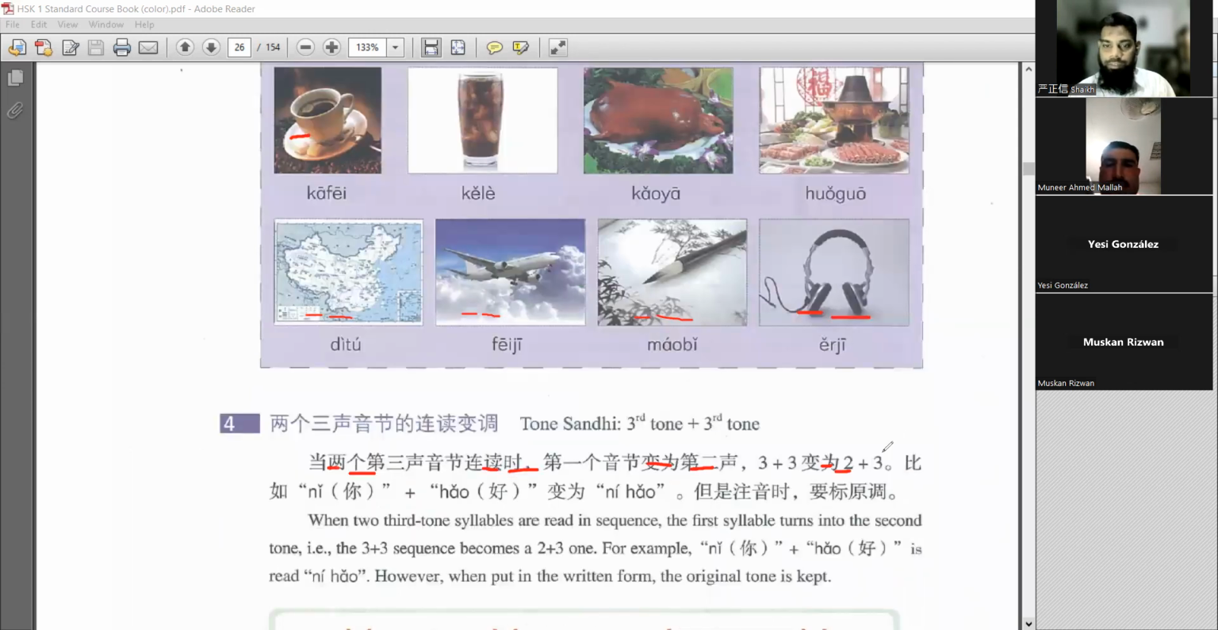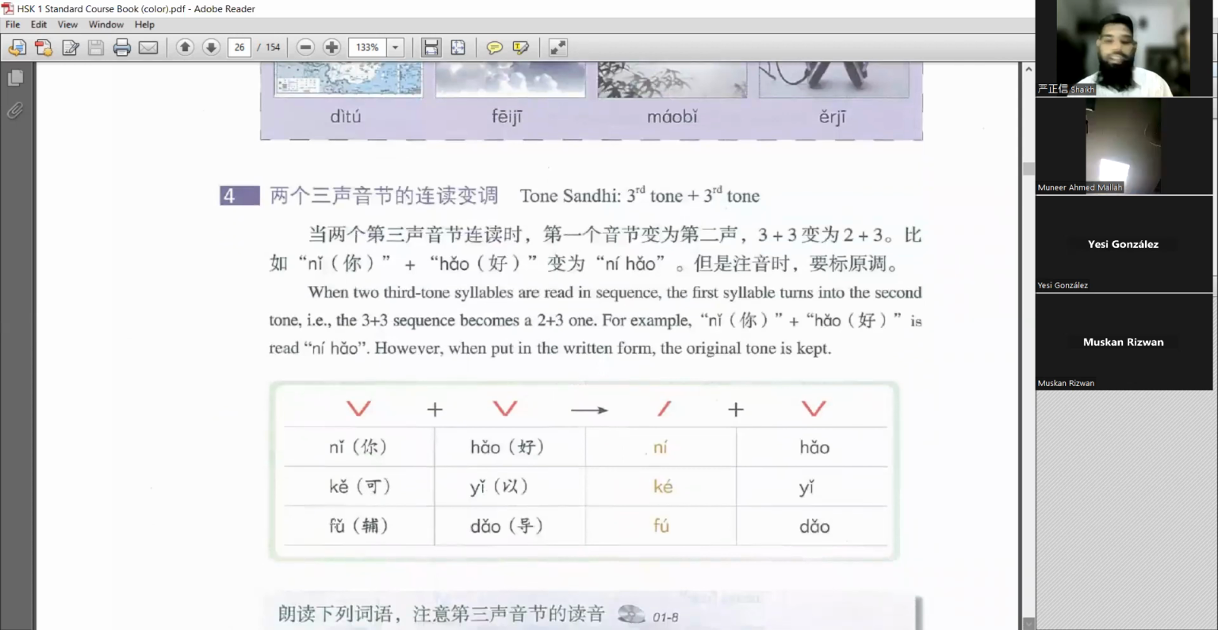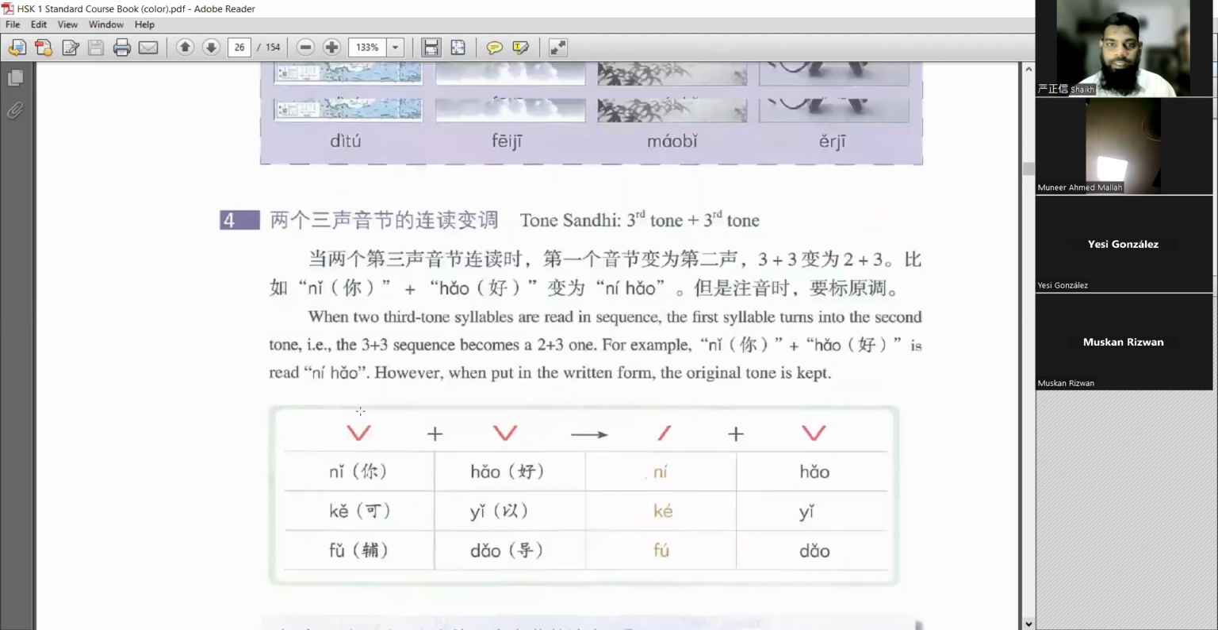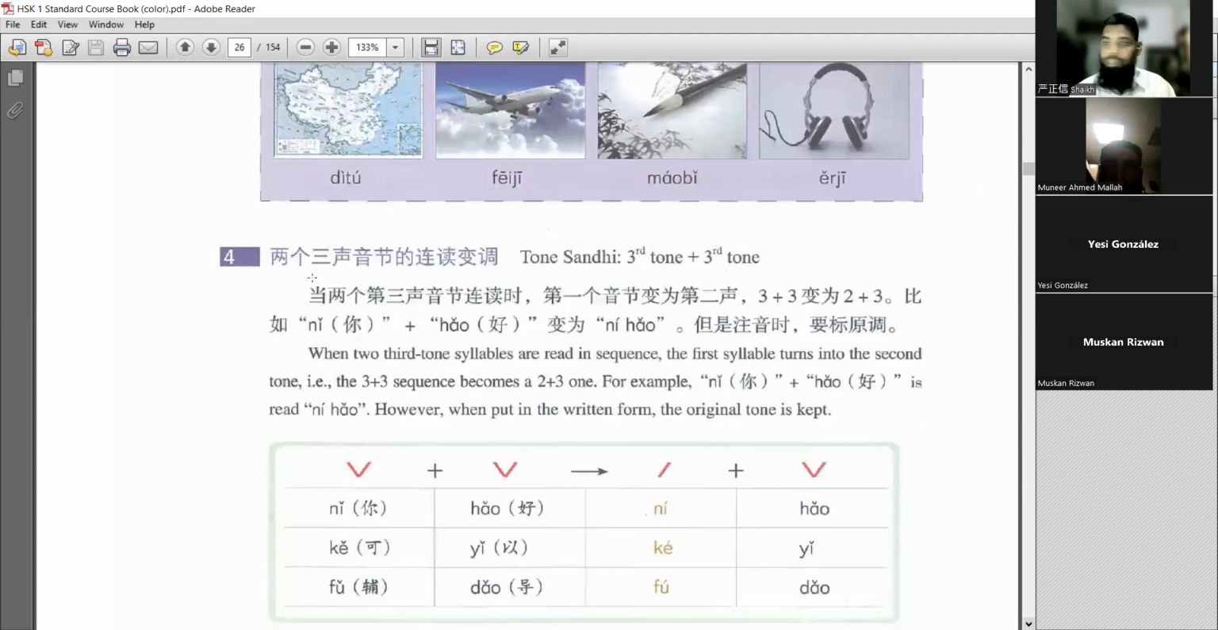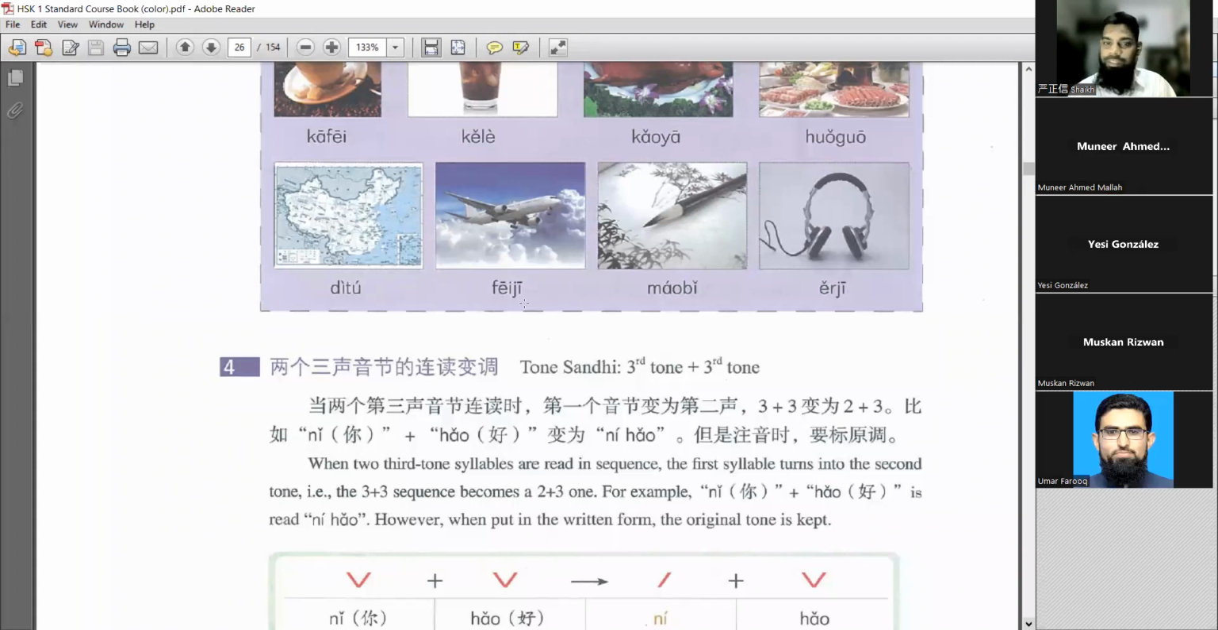Okay. So now we are going to learn another point, that is point number four. If you look at these trisyllabic words, you will see what the tones are. Here you can see the first tone and the first tone, then the third tone and the fourth tone, then the third tone and the first tone, then the fourth tone and the second tone, then the first tone and the first tone, fourth and third, second and third tone, and then the third tone and the first tone.